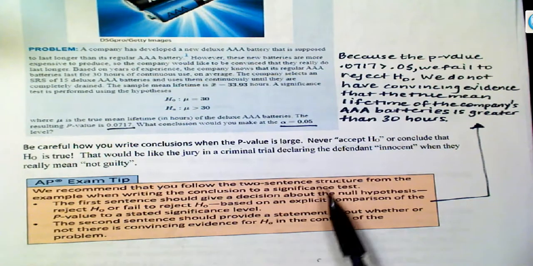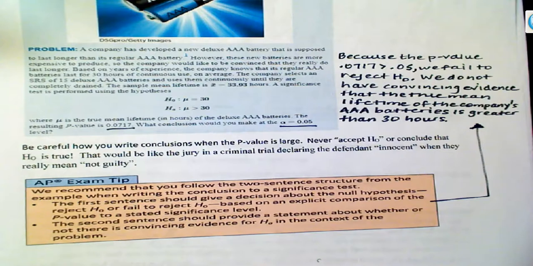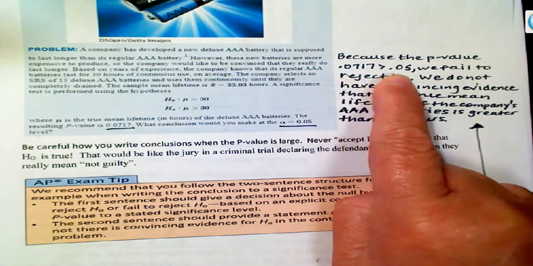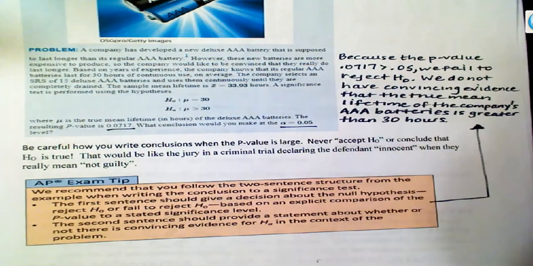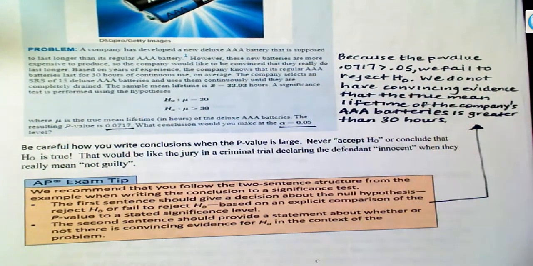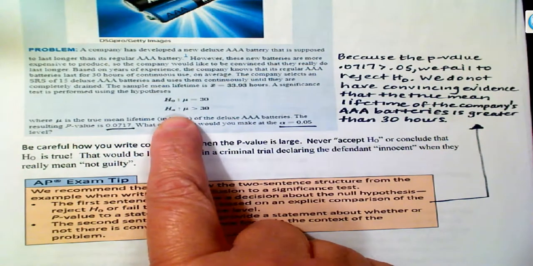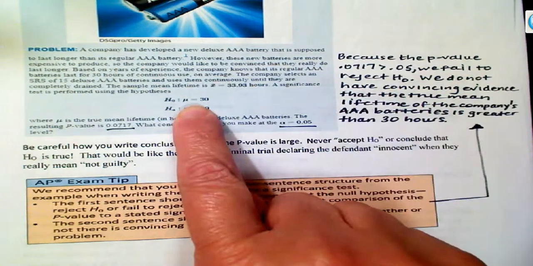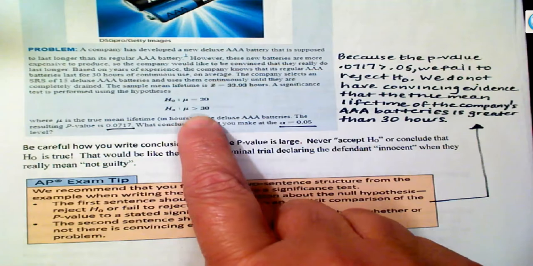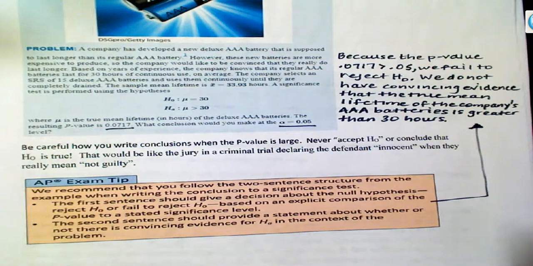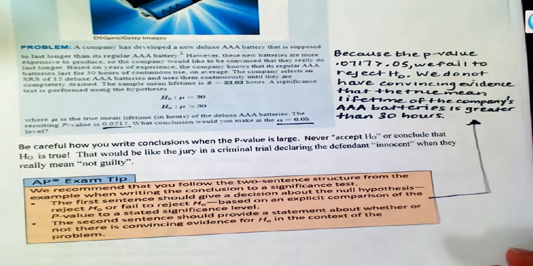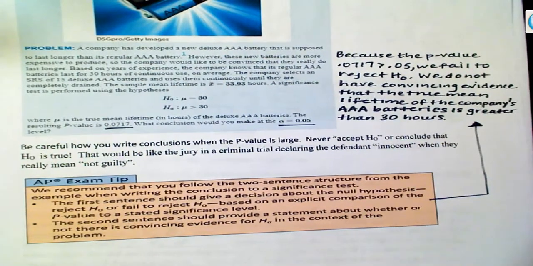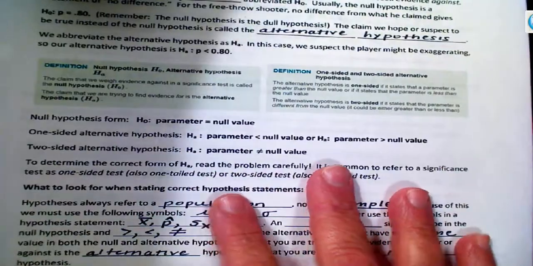So the first sentence is, like I said, you're going to either say you reject the null hypothesis or you fail to reject, and you want to have proof. So you're going to say that p is either greater than alpha or that p is less than alpha. And then the second sentence is you're going to state a conclusion based on the alternative hypothesis. So if you fail to reject the H0, you're not really saying it's true, you just don't have enough evidence to say the alternative. We do not have convincing evidence that the true mean lifetime of the company's AAA batteries is greater than 30 hours. Okay, so that is the first section.